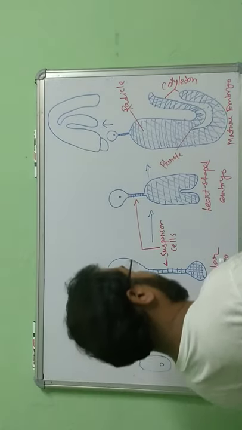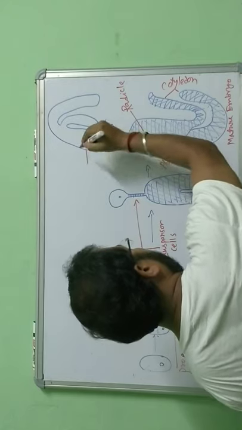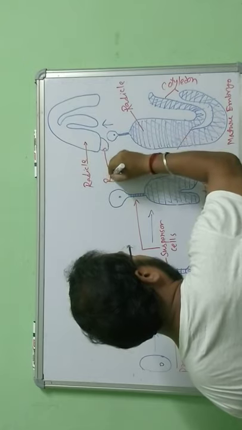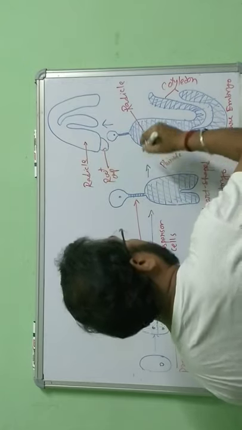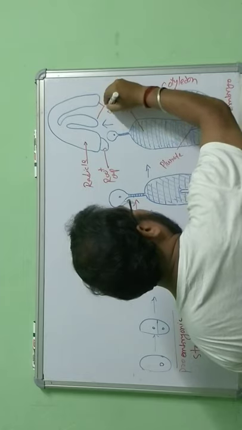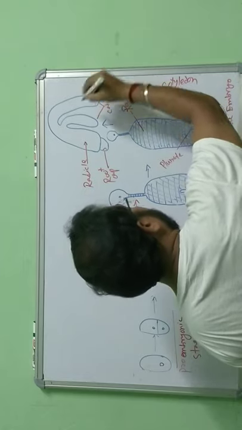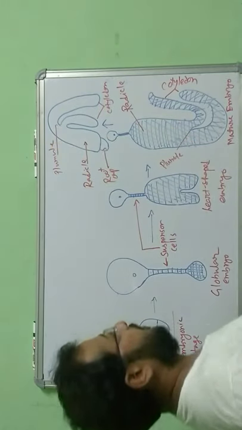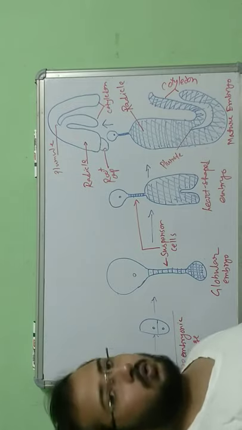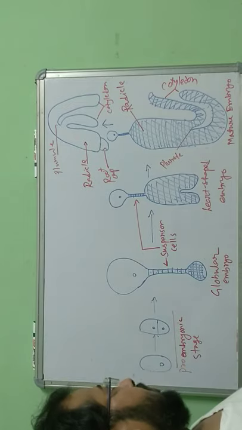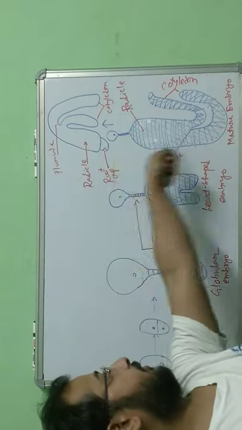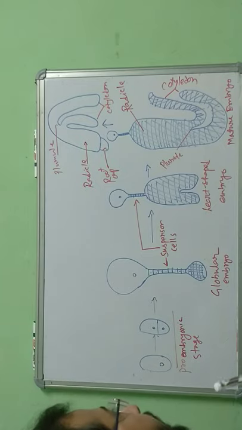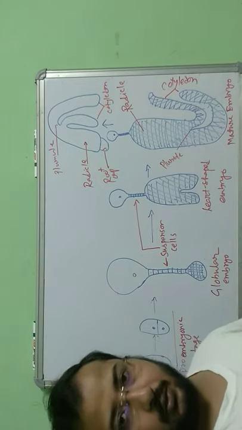So this is the radicle part, this is the root cap, these two are the cotyledons, this part is the plumule. So this is the next developmental stage of this one. So dicot embryo development, how the embryo develops, this is one good example with the diagrams, in dicot.